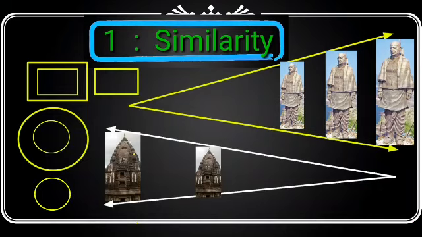Standard 10 Math, 2nd Chapter, number 1: Similarity. In this chapter we have to study the ratio of areas of two triangles, the basic proportionality theorem, the converse of the basic proportionality theorem, tests of similarity, and so on.